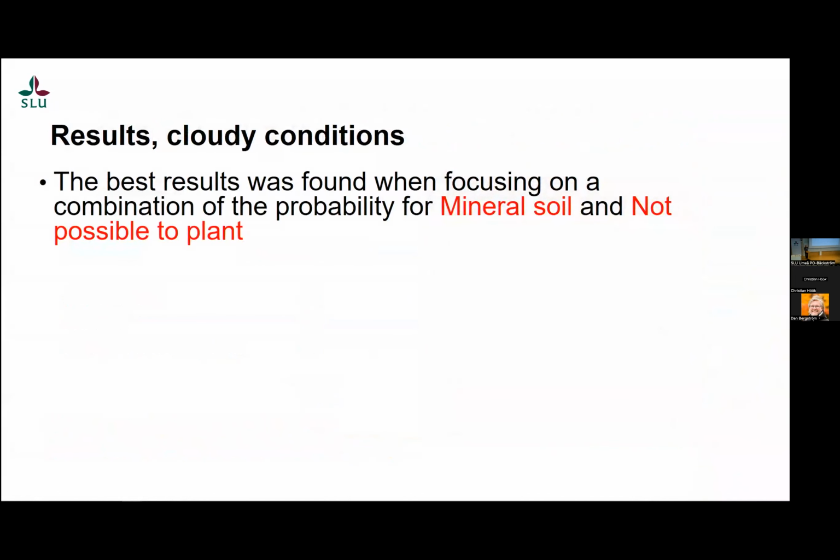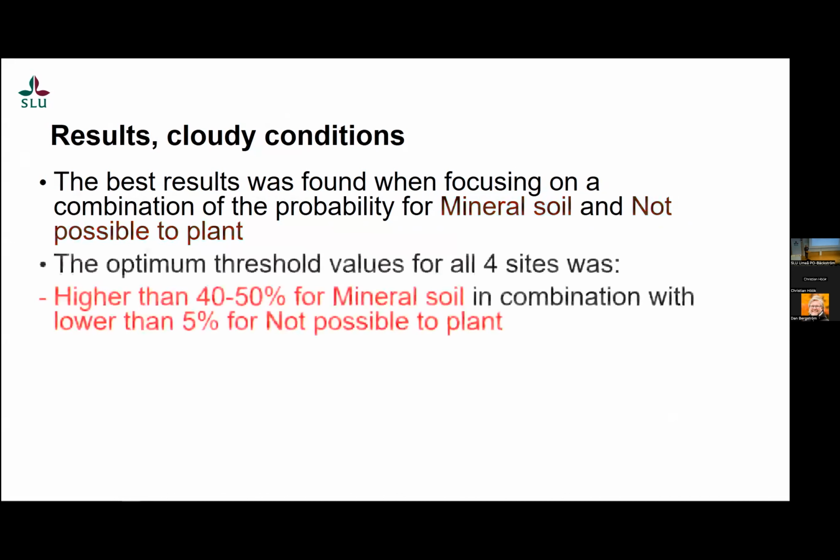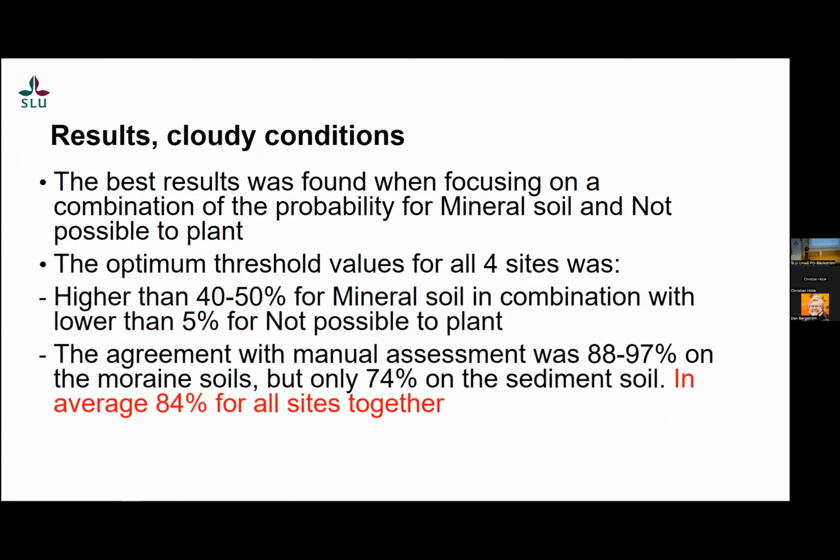Results then, with cloudy conditions. The best result was found when focusing on a combination of the probability for mineral soil and not possible to plant. The optimum threshold values for all sites were higher than 40 to 50% for mineral soil in combination with lower than 5% for not possible to plant. The agreement with the manual assessment was very good on the moraine soils, 88 to 97%, but only 74% on the sediment soil, and on average 84% for all sites together.